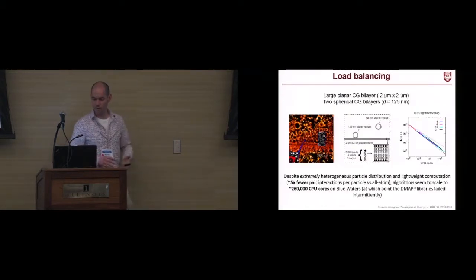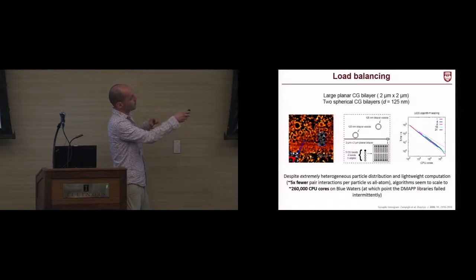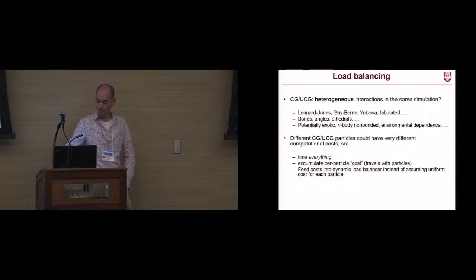communications. So we tried this out with a big system, and the video has not come out at all well here. But a 2 micron by 2 micron coarse-grained bilayer with these two spherical micelles here, which is usually a real problem for load balancing. And we found that algorithmically, this thing scales up to about 260,000 CPU cores, pretty much linearly. So even for a very difficult system, this Hilbert space-filling curve approach works really well.